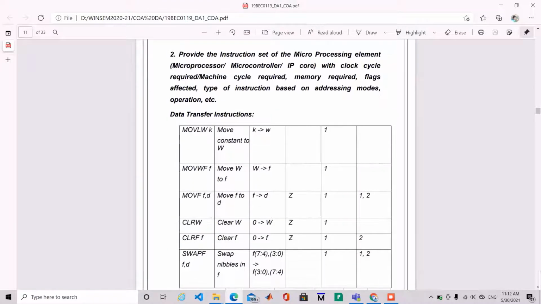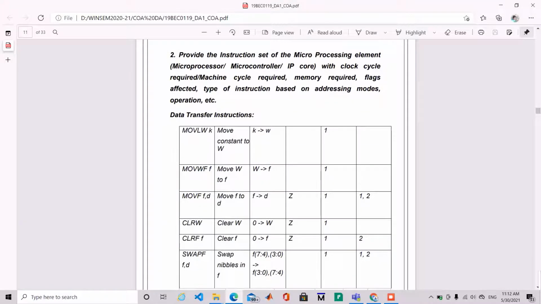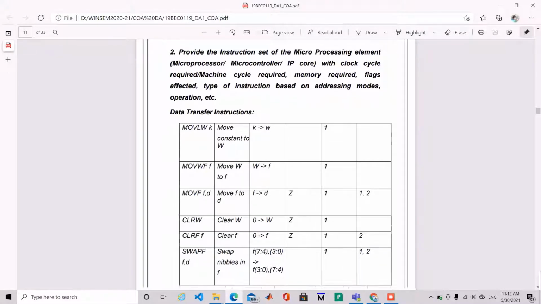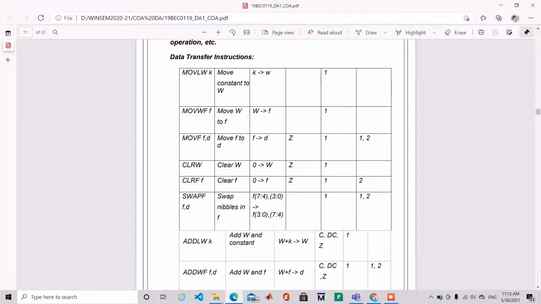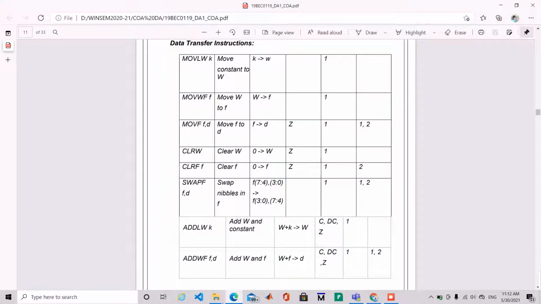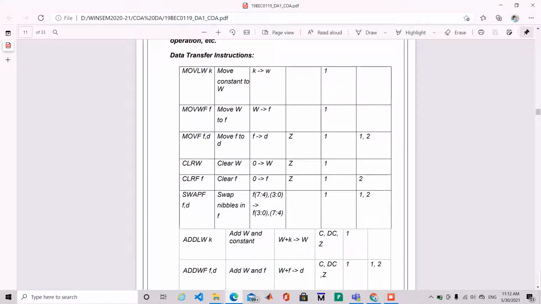And our second question is to provide the instruction set of the microprocessing element in the microcontroller which we have selected, with the clock cycles required, memory required, flags affected, type of instruction based on addressing modes, operation, etc. And these are the data transfer instructions of the microcontroller which I have selected, PIC16F877A. The first instruction is MOVLW. It means moving a constant to W. And the second one is MOVWF. It refers to moving W to F.